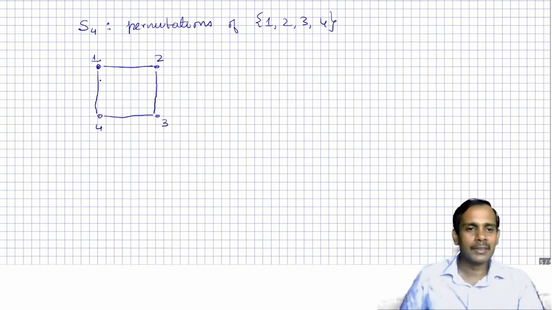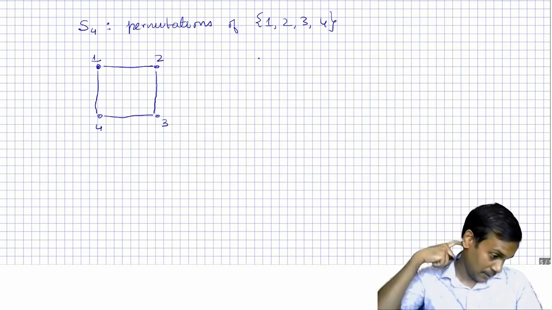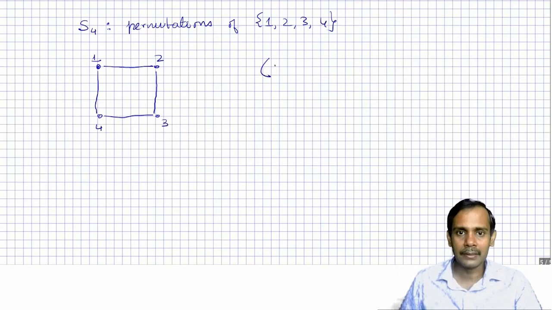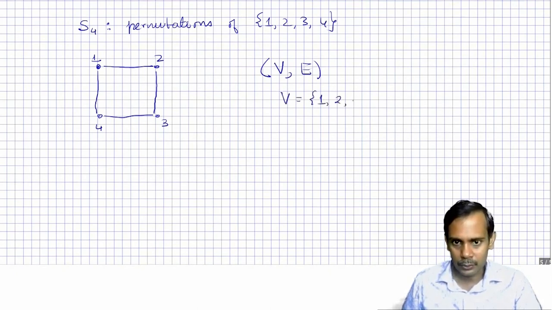So if you know some graph theory, you'll see that this can be regarded as a graph. So what is a graph? A graph consists of a pair, that is a set of vertices and a set of edges. An edge is a subset of size 2 of V. So in this case, the set of vertices is 1, 2, 3, 4. And the set of edges is {1, 2}, {2, 3}, {3, 4}, and {4, 1}.